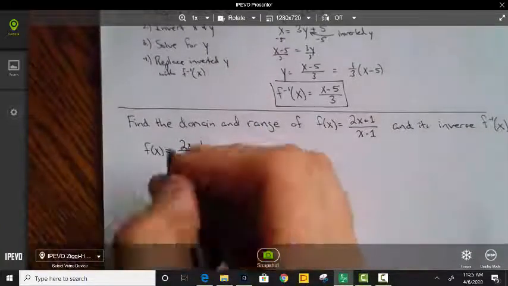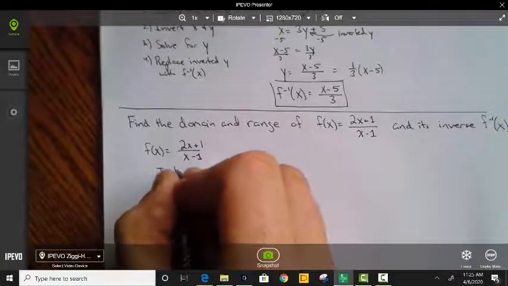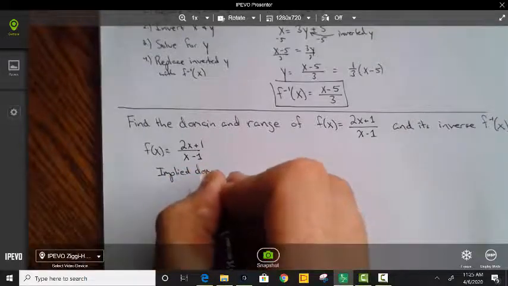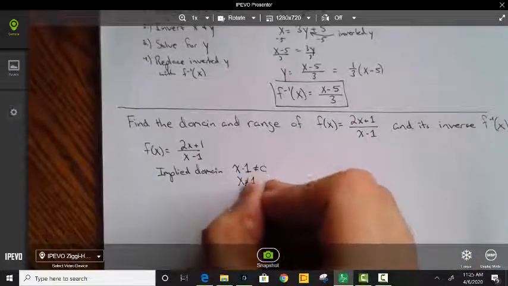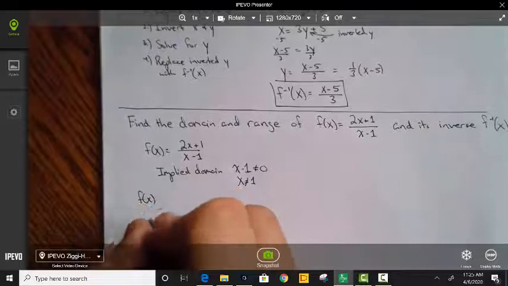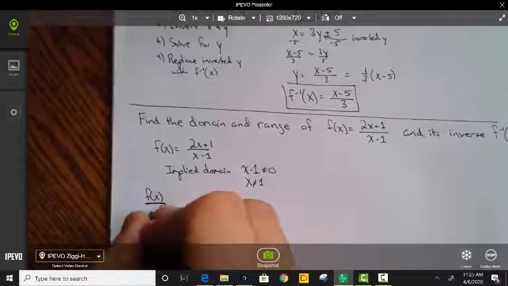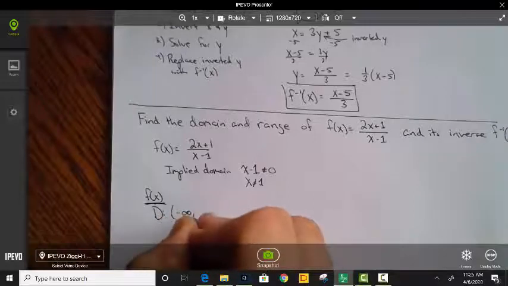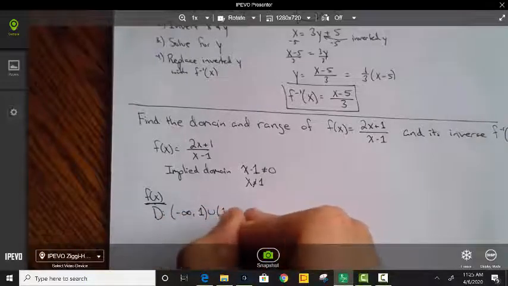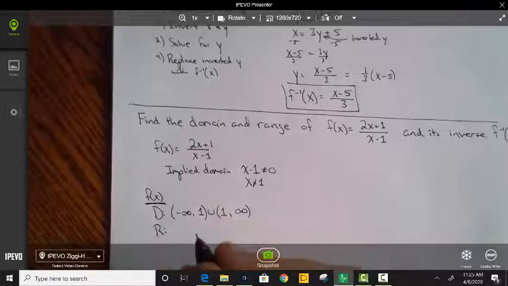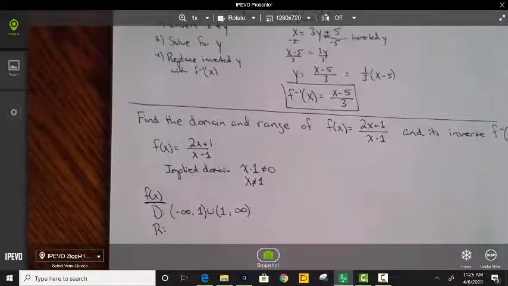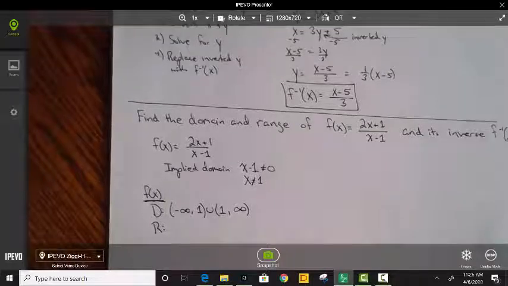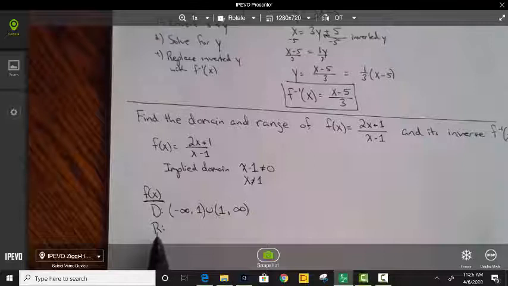We can find its domain using the concept of implied domain. X minus 1 cannot equal 0, which means x cannot equal 1. So in terms of f of x, the domain is going to be negative infinity to 1 and 1 to infinity. Now we have never gone over how you find the range of the function algebraically. In order to get the range, we would have to create the graph, and then use the graph to find the range. We've never gone over that.